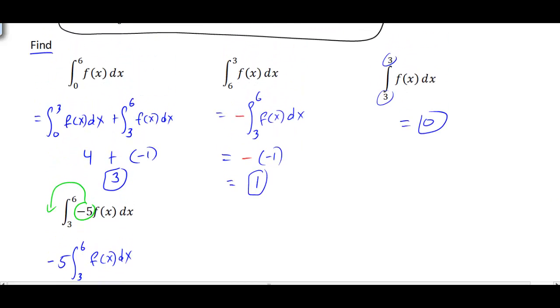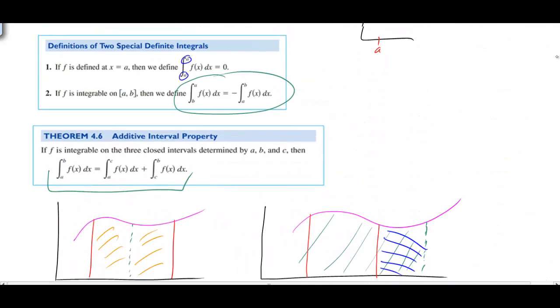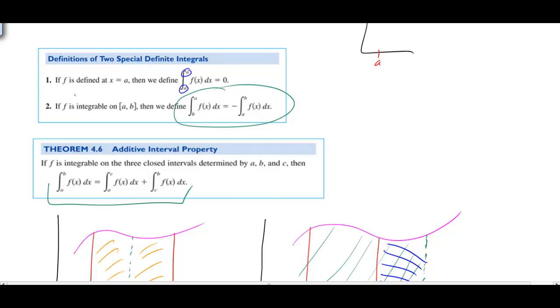So this is just a quick review of some of the properties that we have with our integrals. And keep in mind, if your limits are the same, your integral is 0. If you switch the order of your limits, you're going to have the opposite sign. And of course, the additive interval property, we can integrate from a to b, and that'll be equal to the integral of a to c plus c to b.